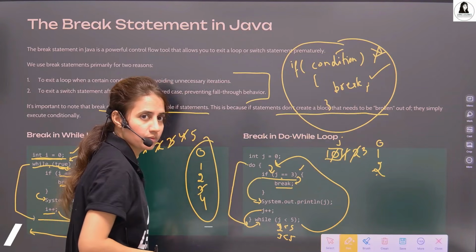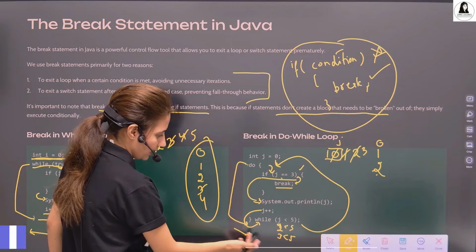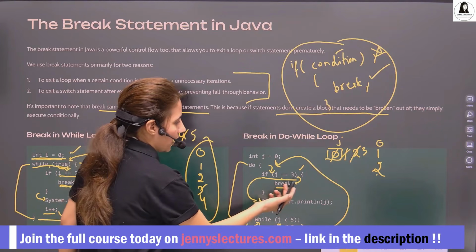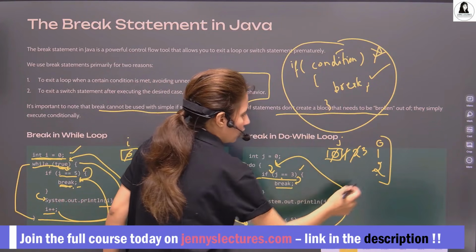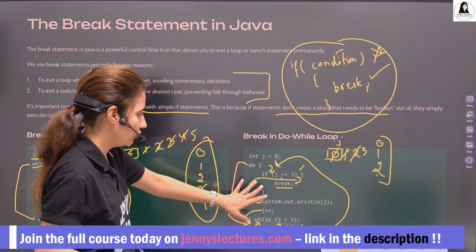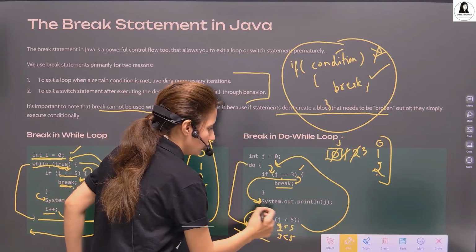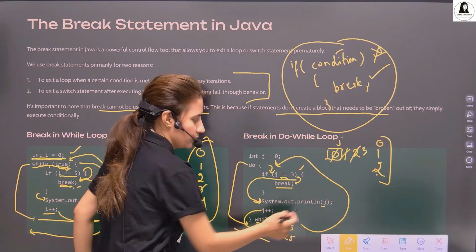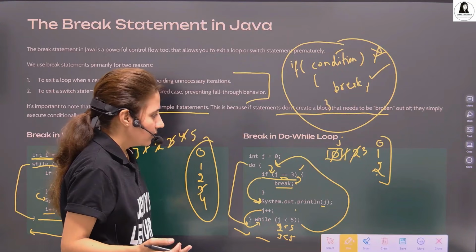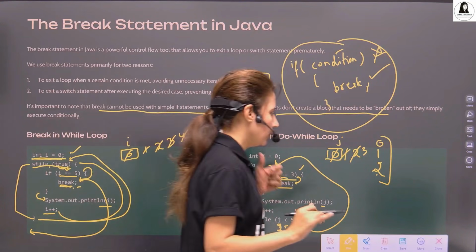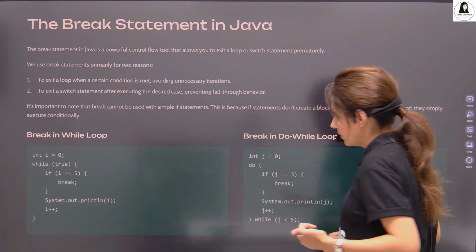Out of this do while loop. And after that there is nothing. So at 3, just stop, and this would be the output: 0, 1, and 2. 3 would not be printed because we are out of this do while loop. So control will never get to this println line when j becomes 3. So this is how the break statement will work, right?